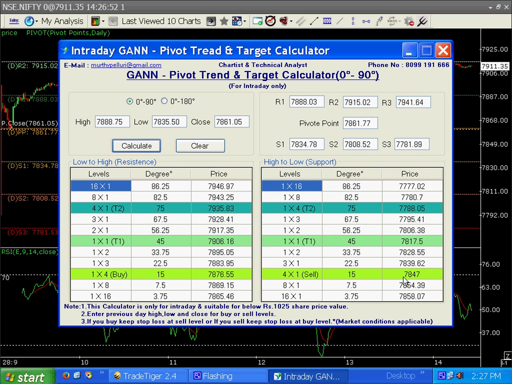So this is one example. We could see how the calculator has given the buying and selling levels. And now I am clearing this.